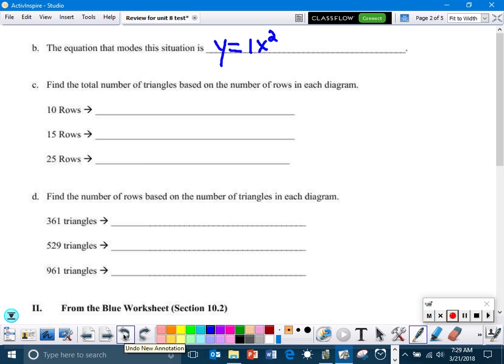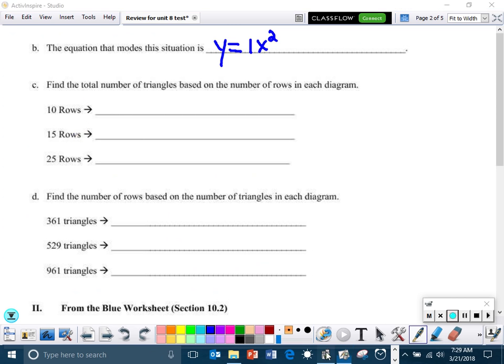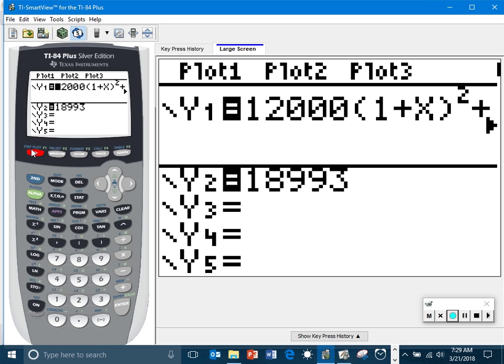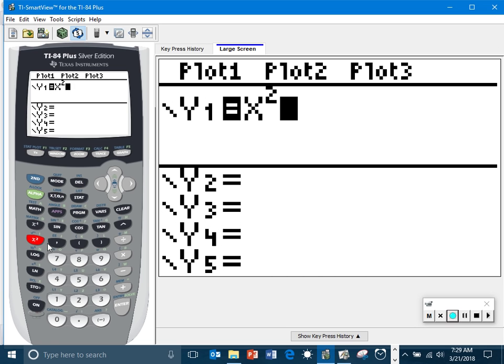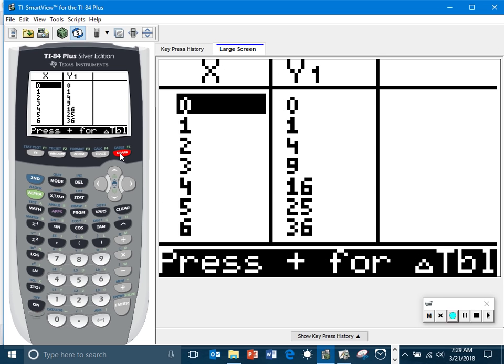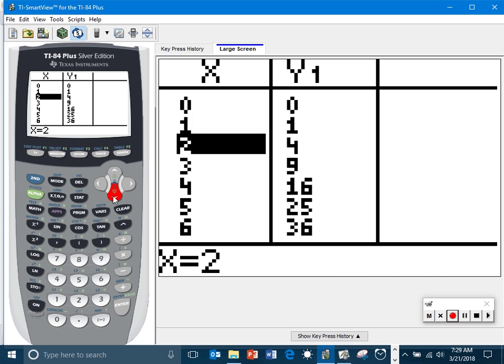So now we go to our calculator again. We're going to answer these questions. How many triangles does the 10th row have, the 15th row, the 25th row? We're just going to type that into our y equals. So I'm going to put in my x squared. I'm going to go to my table, and I'm going to go to 10.